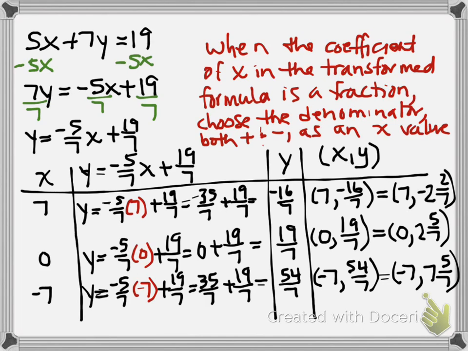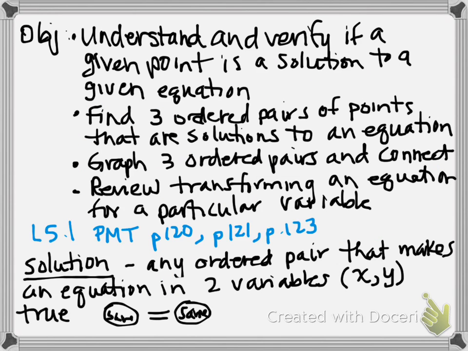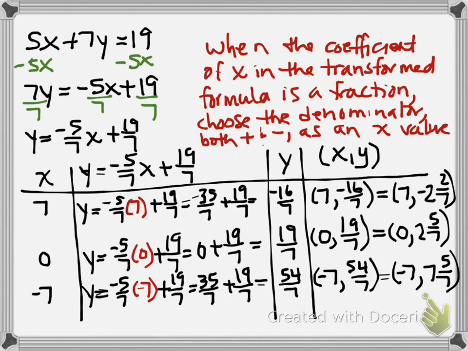All right, so let's look back at our list. We've done the first one, verify if a given point is a solution to a given equation. We found 3 ordered pairs of points that are solutions to an equation. We have also reviewed transforming an equation for a particular variable. Let's do graphing. So again, the best way to come up with your points is to have the equation rewritten where y is by itself. So we're going to graph the solution of an equation.